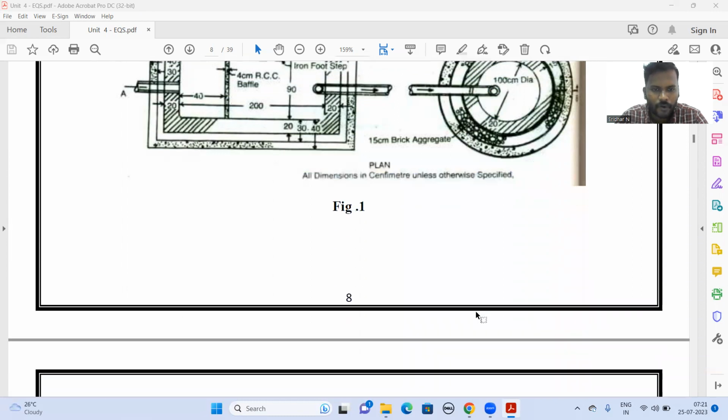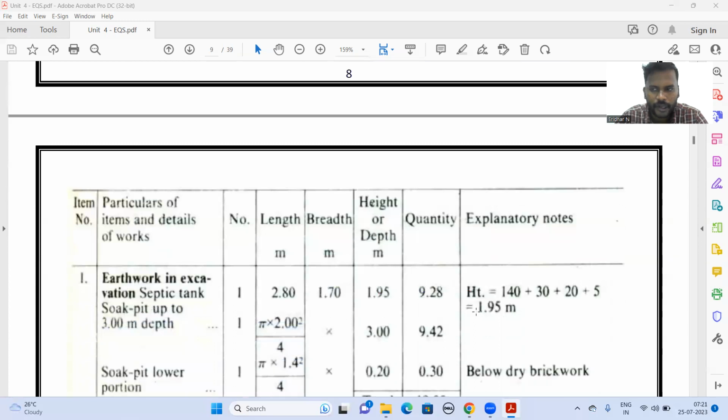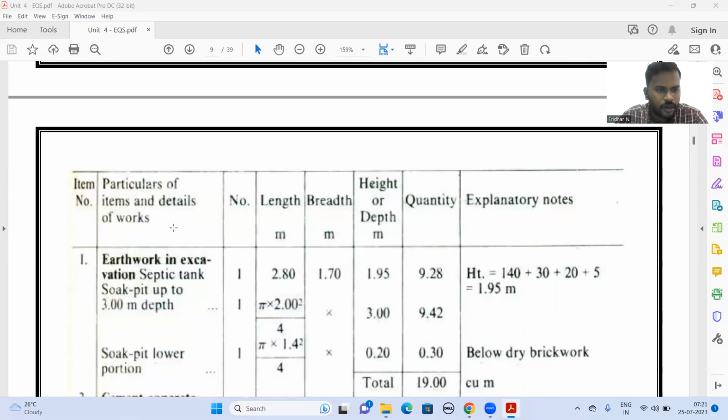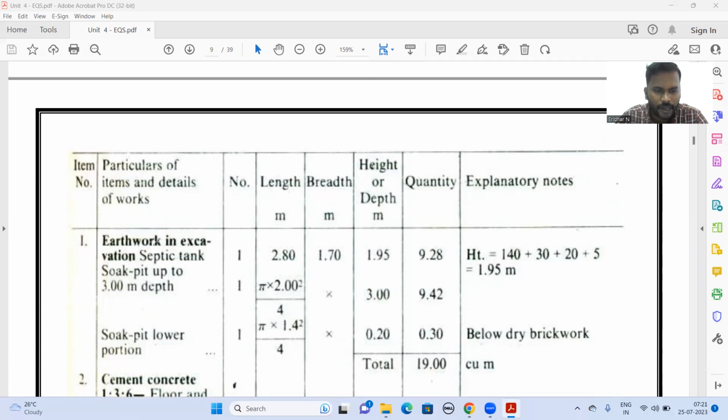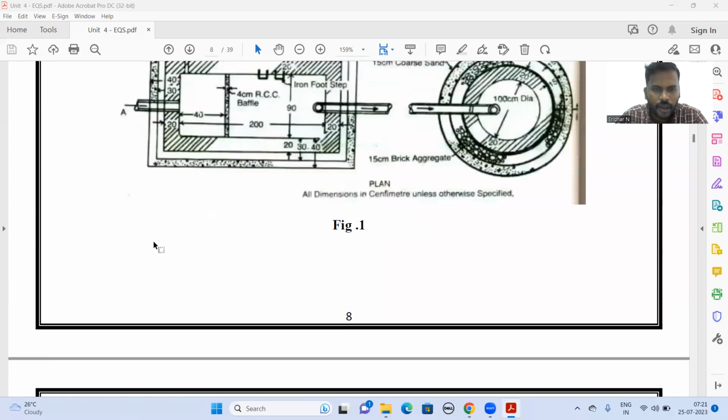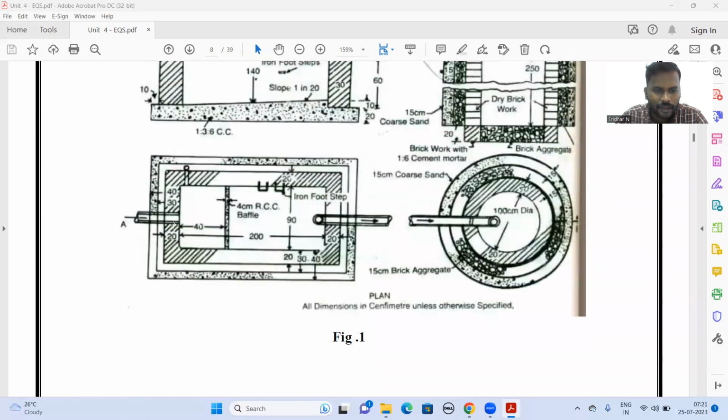So one by one, we want to derive the quantities. As I discussed earlier, in a detailed estimate we want to draw the table columns: that is the item number, particulars, length, breadth, height, quantity, and remarks or explanatory notes. First, we want to estimate the earthwork in excavation for both the septic tank and the soak pit. If we consider the septic tank, first we want to estimate the length.